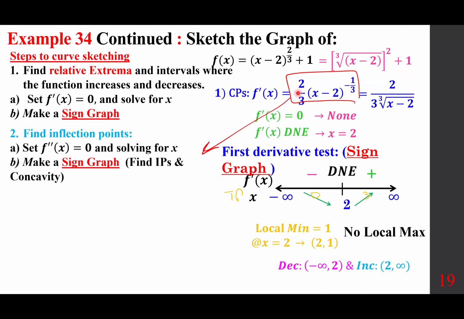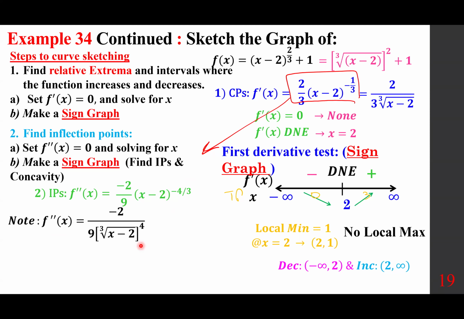In order to find f double prime, 2/3 times negative 1/3 is negative 2/9. X minus 2 to the power of what? Subtract 1, minus 4/3. The derivative of the inside is 1, has no bearing. You're done. We're going to rewrite this by taking this down here, make it x minus 2 to the power of positive 4/3, write it in this format. Now, you may recognize this is always negative except at x equals 2.